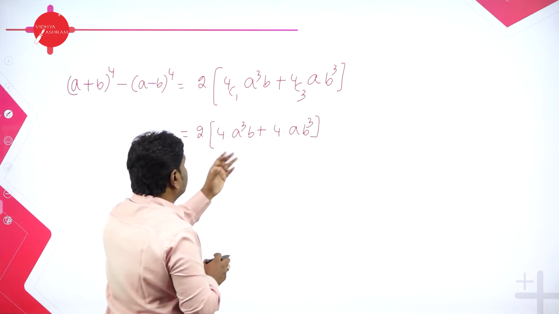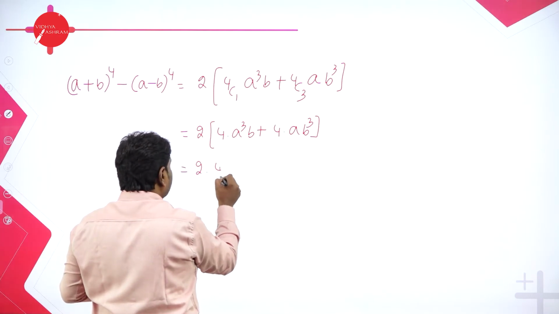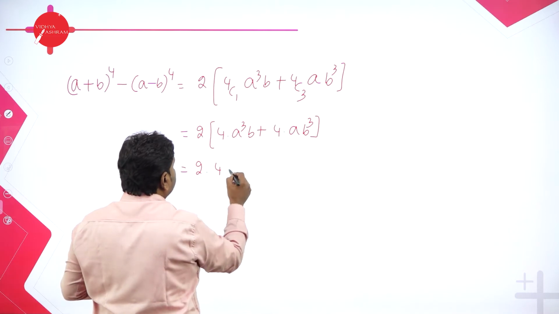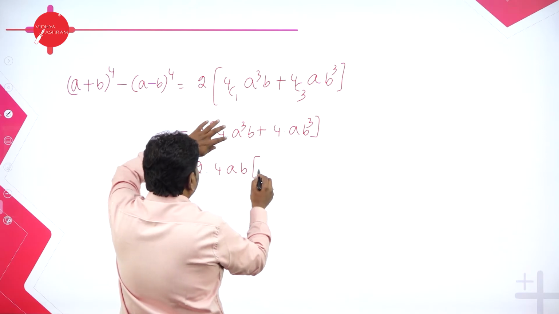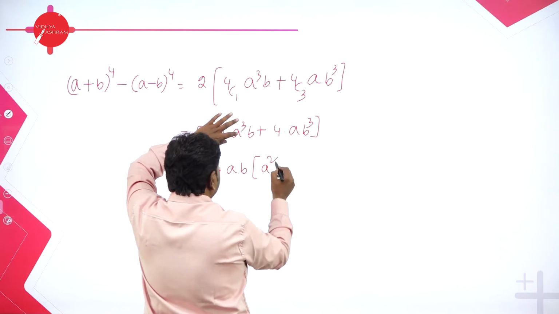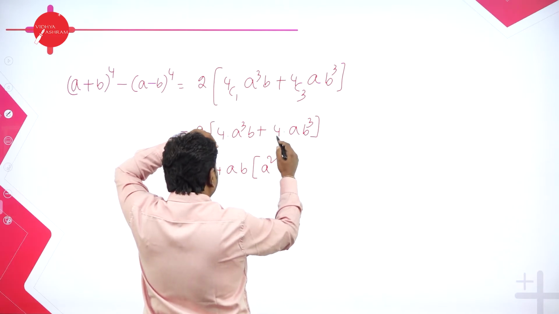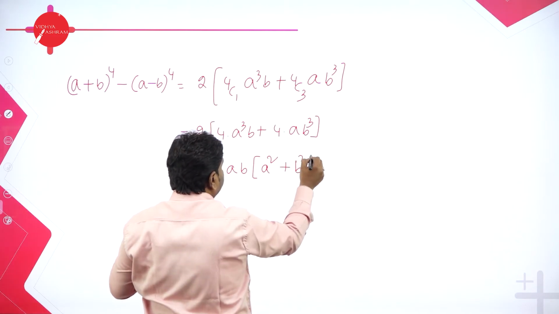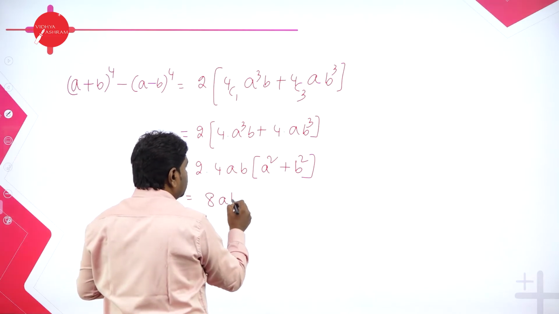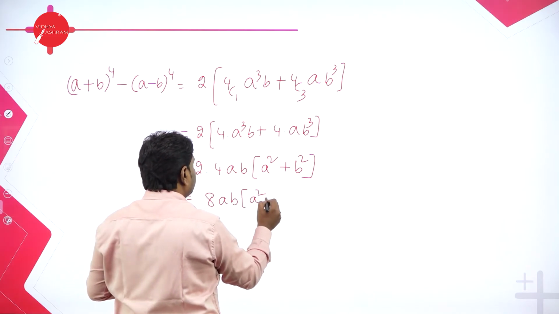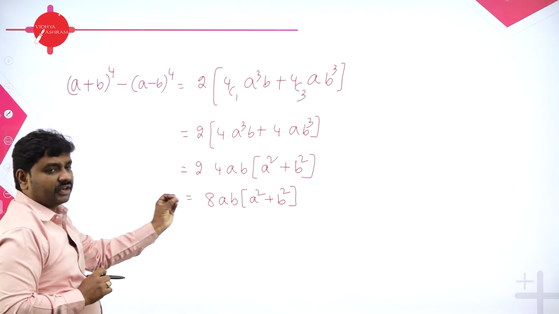Now further what you can take common, so in both you can take 4 common, 2 into, I'll take 4 out, and in these two I can take ab out. If I take ab out, 4 is out, a is out, so I am left with a square, and here b is out, so I am left with b square. 2 4s are 8, ab into (a square plus b square). After evaluating we got this.